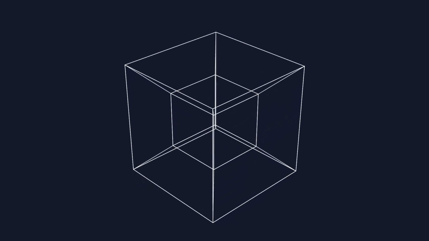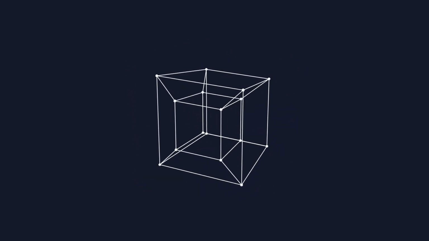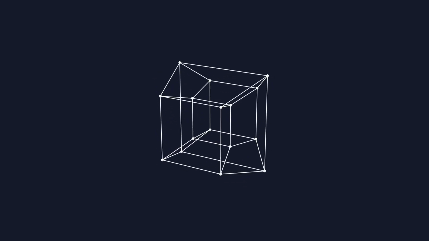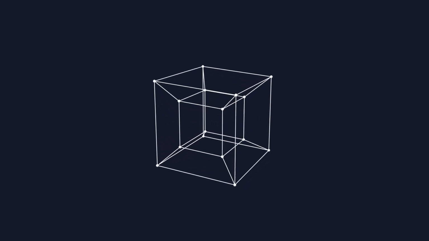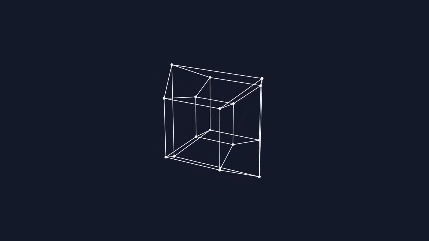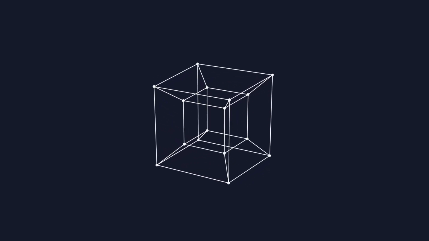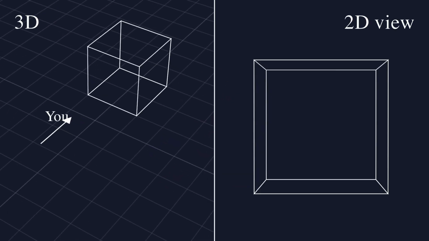Another interesting property also arises from this. Perhaps the most famous thing about a tesseract is this process. This is what you would see if it rotated in four-dimensional space. But why does it look like this? Let's use the cube example.